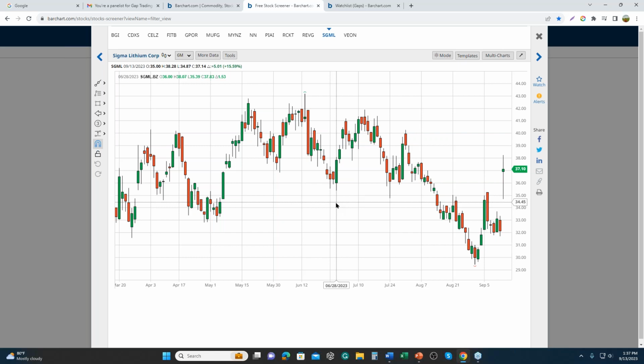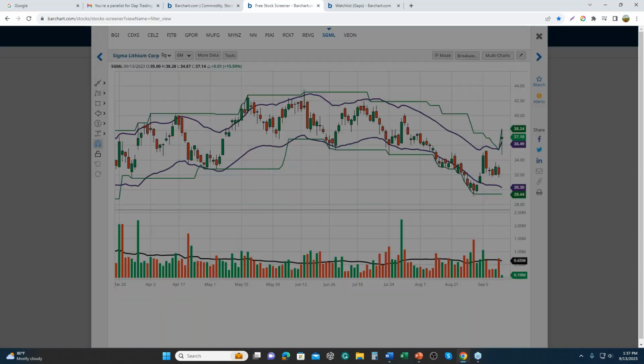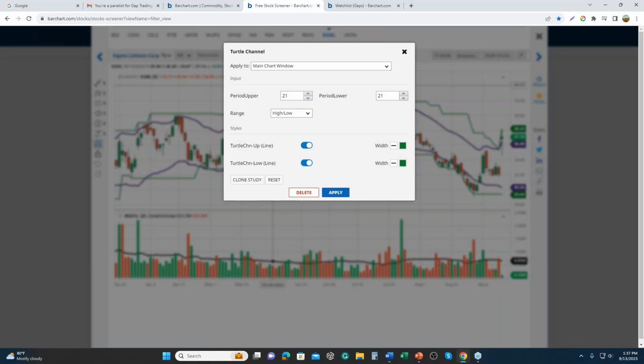So one of the tools, what I did was I created a template for this webinar, and I called it a Breakaway Gap template. And so let me just show you what are the tools that are in here. So the first one is something called a turtle channel. Now, a turtle channel is a very easy tool here to understand. Basically, what you're going to do is you're going to define a range of price over a period of time.